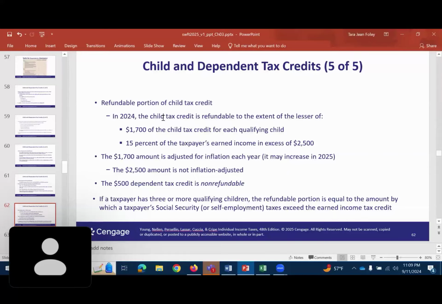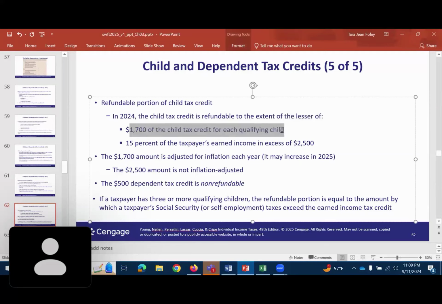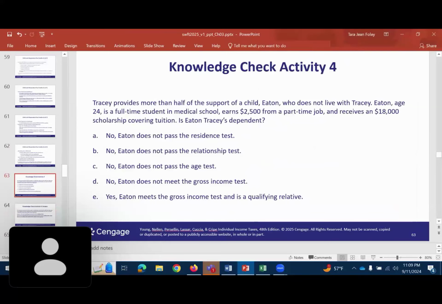When you do a child tax credit, it's giving you money back. So it's refundable to the extent of the lesser of $1,700 of the child tax credit for each child, or 15% of the taxpayer's earned income in excess of $2,500. So there's a refundable portion of the child tax credit, meaning that you can get the money versus just a reduction on your tax return. Okay, just understand that concept.